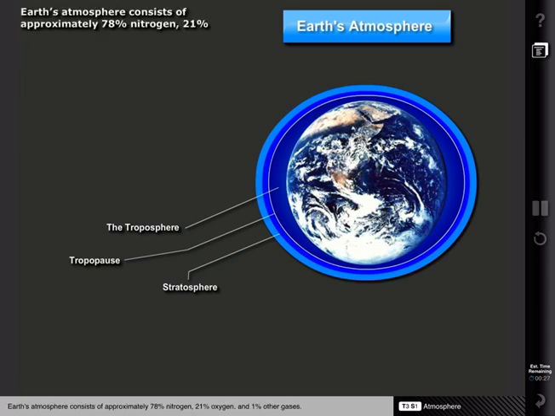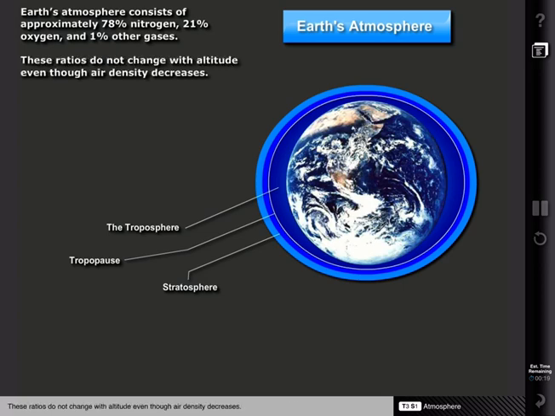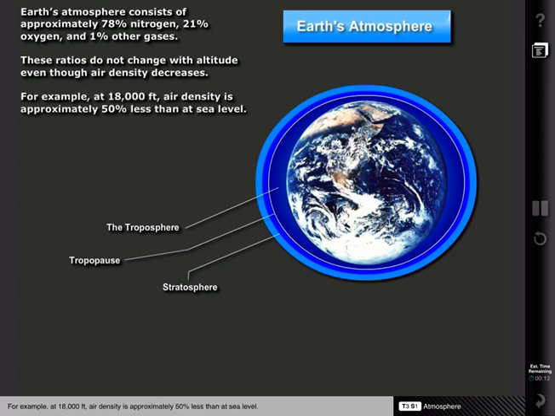Earth's atmosphere consists of approximately 78% nitrogen, 21% oxygen, and 1% other gases. These ratios do not change with altitude even though air density decreases. For example, at 18,000 feet, air density is approximately 50% less than at sea level. However, the ratio of oxygen to other gases is still 21%.